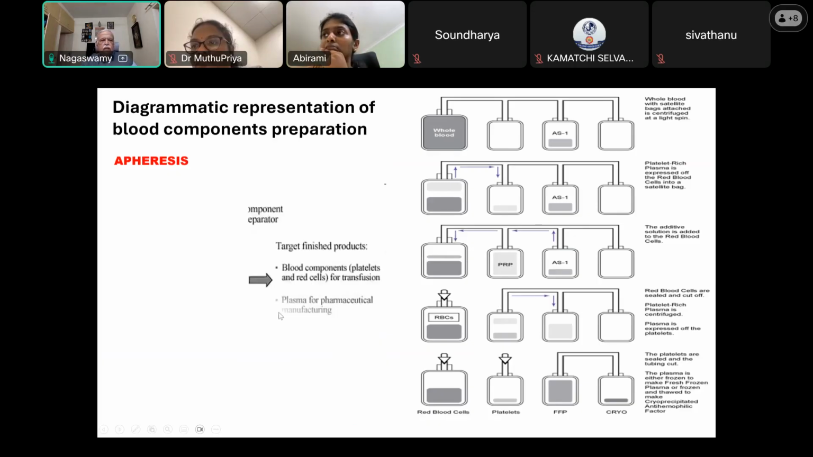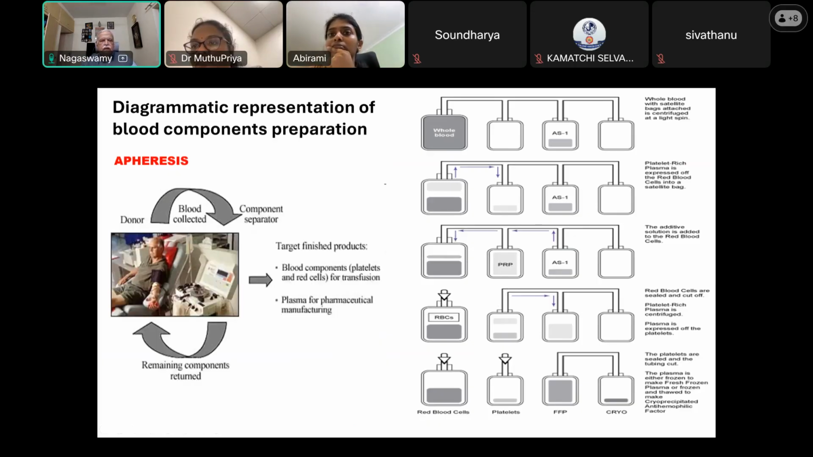modern blood bank. And this is the apheresis technique. That is, you draw the blood from the donor, components are separated, then the target finished products are removed, and the remaining components are transfused back into the patient. So that is what is called apheresis.